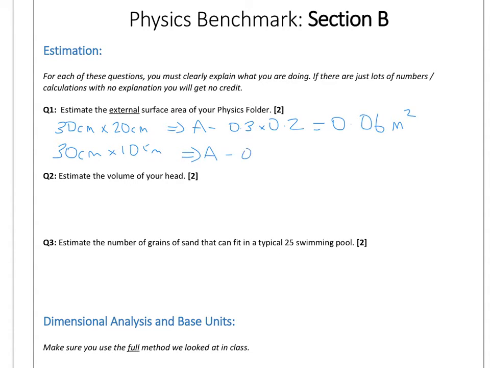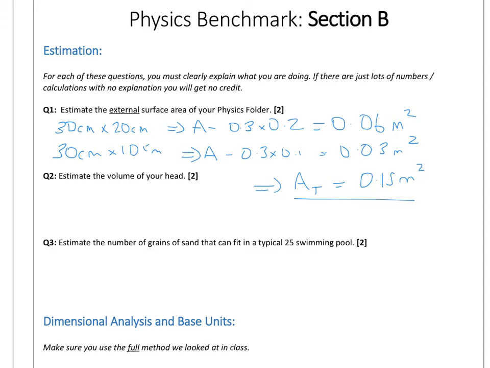The area is going to be 0.3 times 0.1, so 0.03 meters squared. So your total area is going to be 2 times 0.06, because there's a back and a front. And then you add on 0.03, and we end up with 0.15 meters squared. So you might not have got exactly that, but you should have used a similar kind of method and got a similar type of answer.